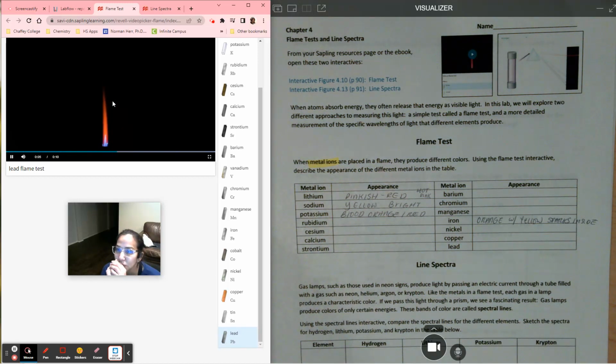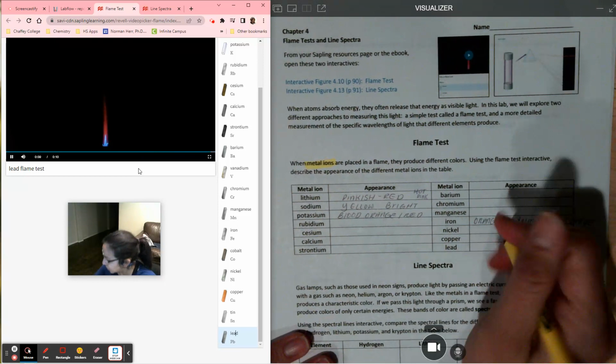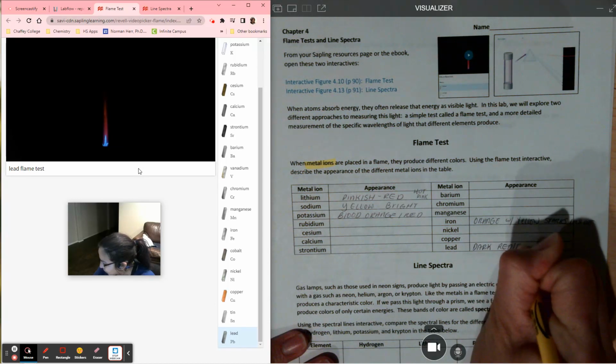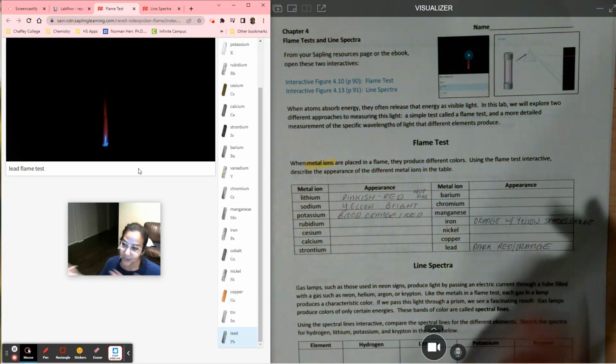Ooh, it's like a red, like a very deep red, and it varied in colors, right? So I guess it varied in colors depending on which iron ion we must have had. Or sorry, it was lead ion. Let's see. It went from orange, so a deep orange, to a deep red. So it was very dark red, orange. And that's going to be my description of it.